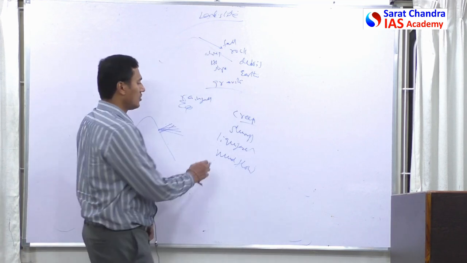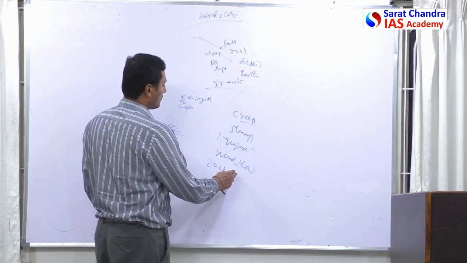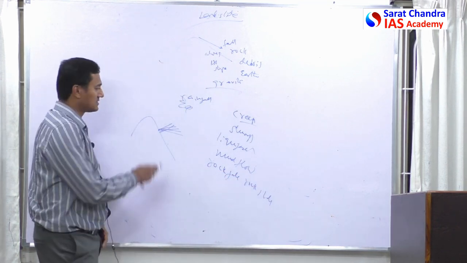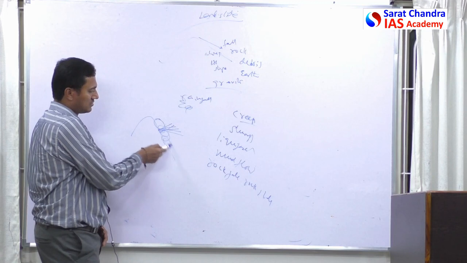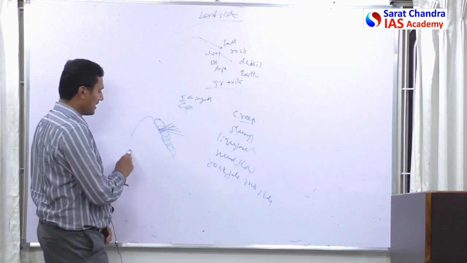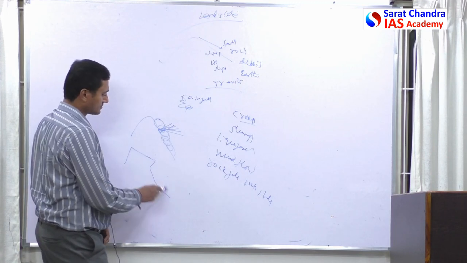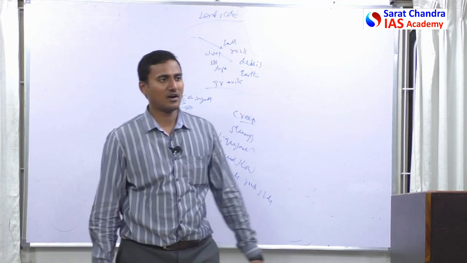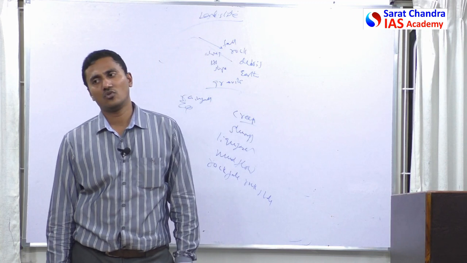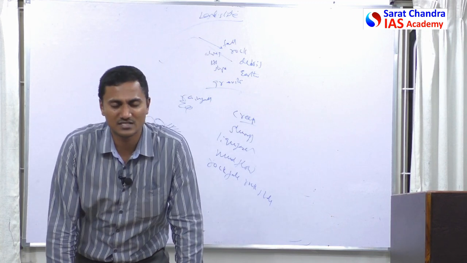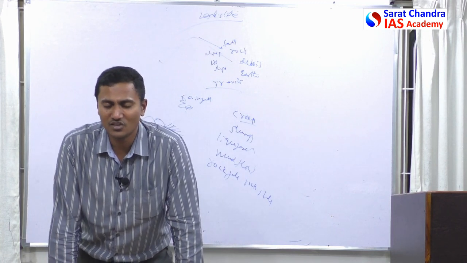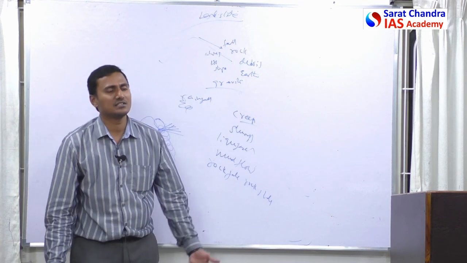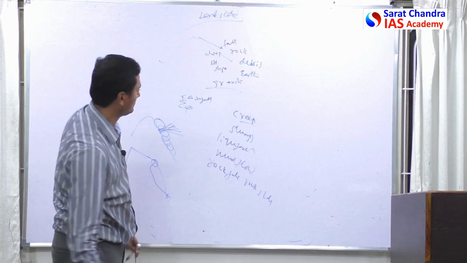See, for example, rock fall is different from rock slide. Rock slide means the rock will roll down the slope. Rock fall means the rock will fall directly. It's just a change in the name: rock fall, rock slide, mud flow, debris slide, earth flow, liquefaction, slump, creep. Different names are there, but everything is a landslide only, okay?